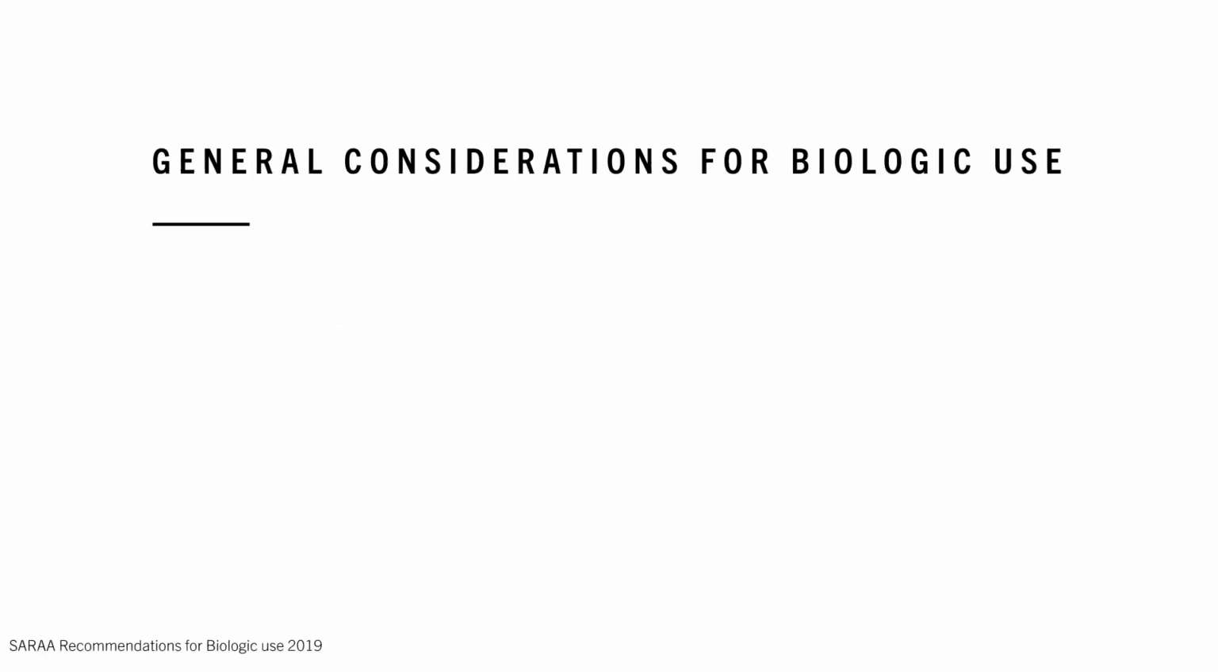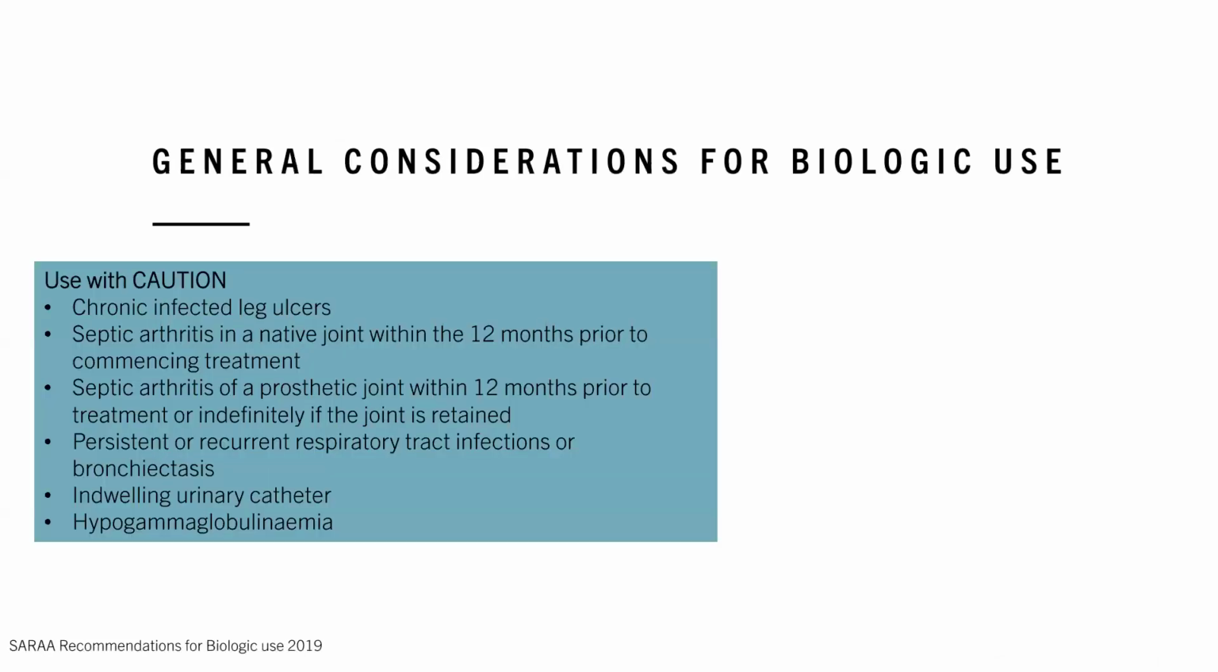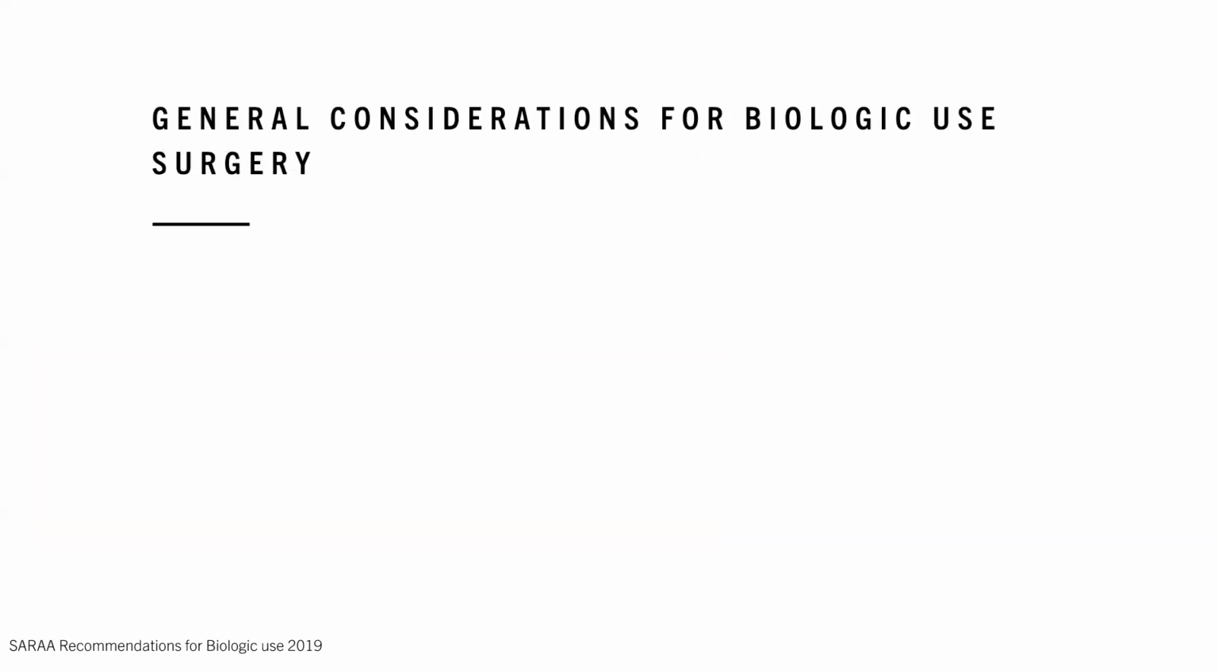So to end off, I wanted to look at some general considerations for biological use, taken from the rheumatological guidelines. Where should you use them with caution? That's basically with any active bacterial or any active infection. Particularly in rheumatological patients, those who've got septic arthritis, a prosthetic joint infection, chronic infected leg ulcers, persistent or recurrent lower respiratory tract infections, or hypogammaglobulinemia. All these types of patients, you should really be careful and consider prophylaxis where relevant.